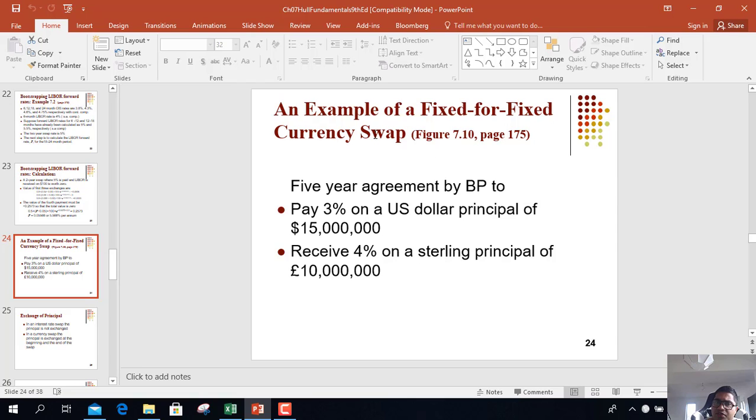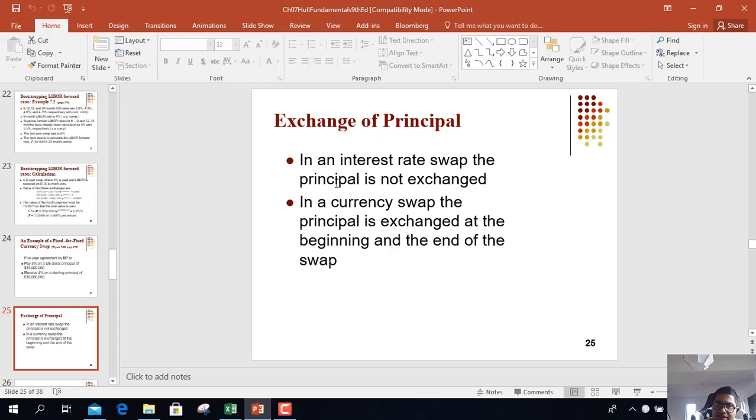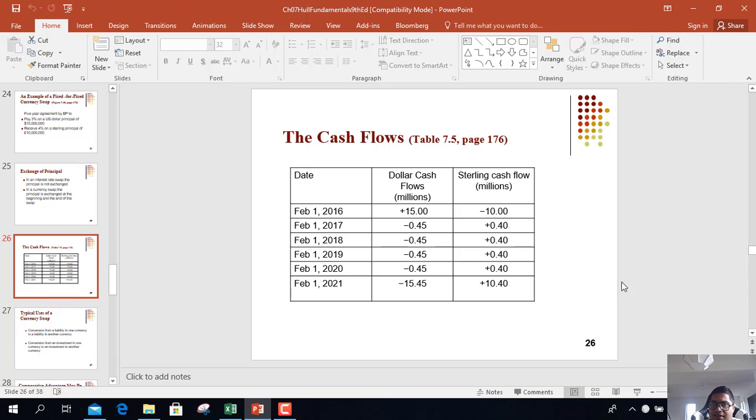An example of a fixed for fixed currency swap. So they are going to currency swaps now. Currency swaps are where you exchange principal at the beginning, then interest payments are exchanged, then at the end principals are exchanged back. In an interest rate swap, the principal is not exchanged. In a currency swap, the principal is exchanged at the beginning and at the end, right?